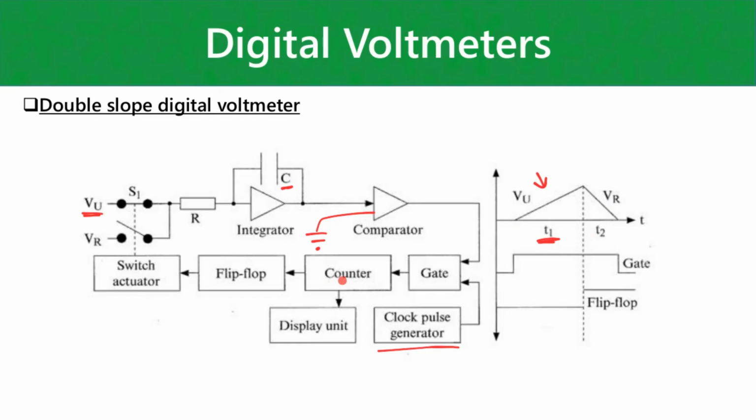When it rolls over, it's going to generate what we call a flag output that can then be used to drive a flip-flop, which can in turn be used to drive a switch actuator here. So this switch is now going to close there and open there. Essentially this is now going to discharge VR, and the counter is now going to count again. The value that you then get from the counter is your unknown voltage.